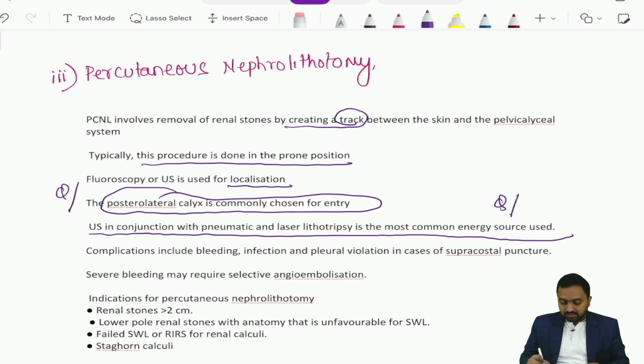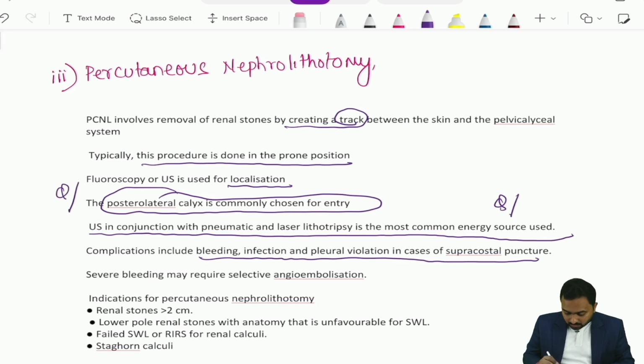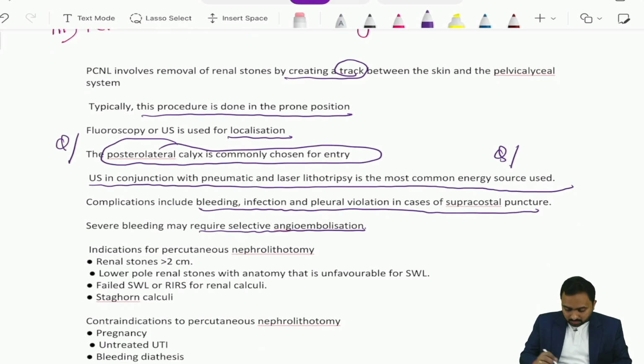Now the complications would include bleeding, infection, and pleural violation in case you end up doing a supracostal puncture. Severe bleeding may require selective angioembolization. Now when would you do a percutaneous nephrolithotomy? When you have renal stones more than 2 centimeter, lower pole renal stones that are unfavorable for shockwave lithotripsy, specifically like your cystine stones, which are hard stones and are resistant to shockwave lithotripsy. Then failed shockwave lithotripsy or RIRS, and staghorn calculi.